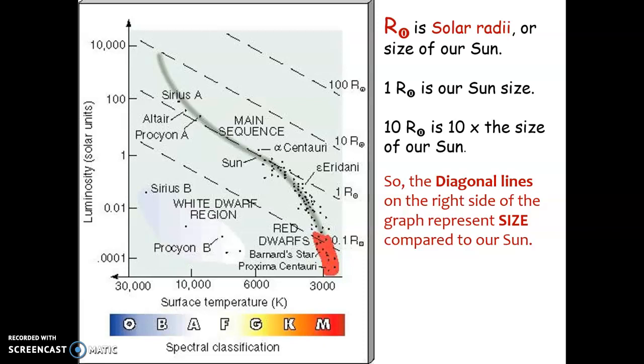So 1 R dot is our sun size. 10 R dot is 10 times the size of our sun. 100 R dot is like Betelgeuse up there, super giant, big. So the diagonal lines on the right side represent size. Our sun is 1 times as bright as itself, so it falls on the 1 y-axis. It is the same size as itself, so it falls on the 1 R dot on the diagonal line, bringing it to about 5,500 Kelvin if you bring that line straight down.